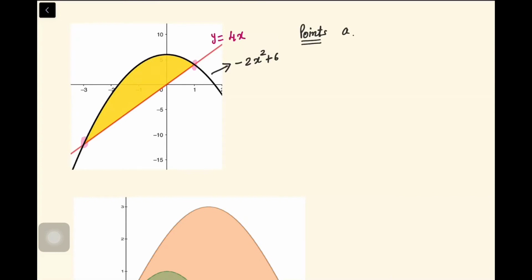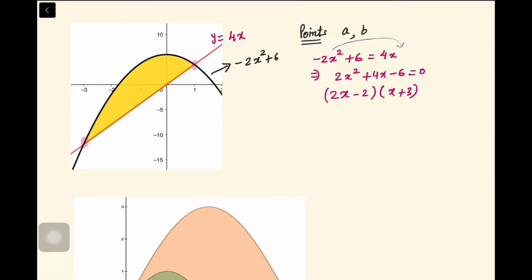So figure out the points of intersection, like A and B, and to find them we just need to solve these two equations simultaneously. Negative 2x squared plus 6 equals 4x. Just equate them, because there are two common points where their x values are the same. It's a simple quadratic. If you move everything to the other side, it becomes 2x squared plus 4x minus 6 equals 0. For a quadratic you can use factorization or any other method to find the x values. I'm doing the factorization: 2x minus 2 and x plus 3, because 3 times 2 is 6.